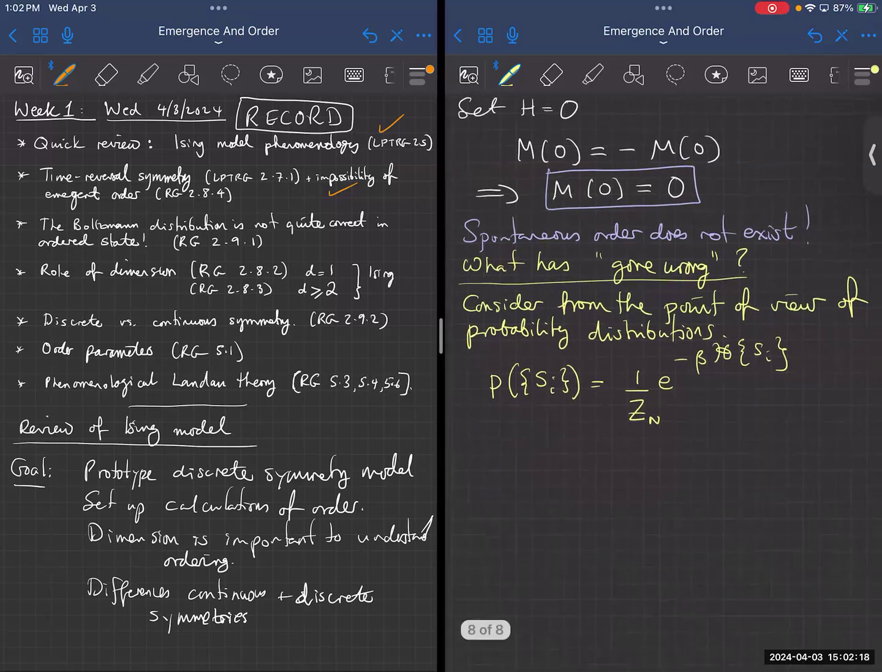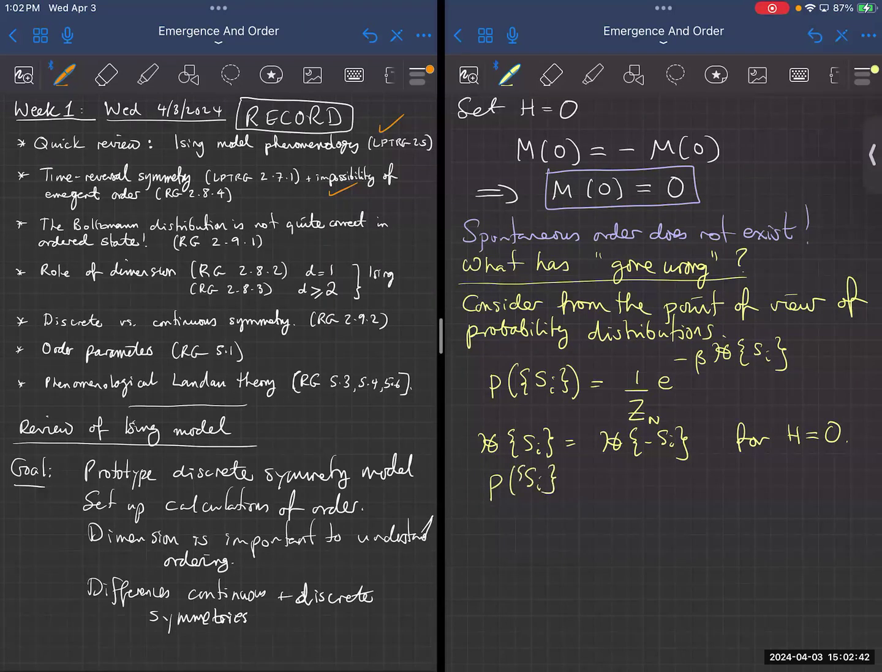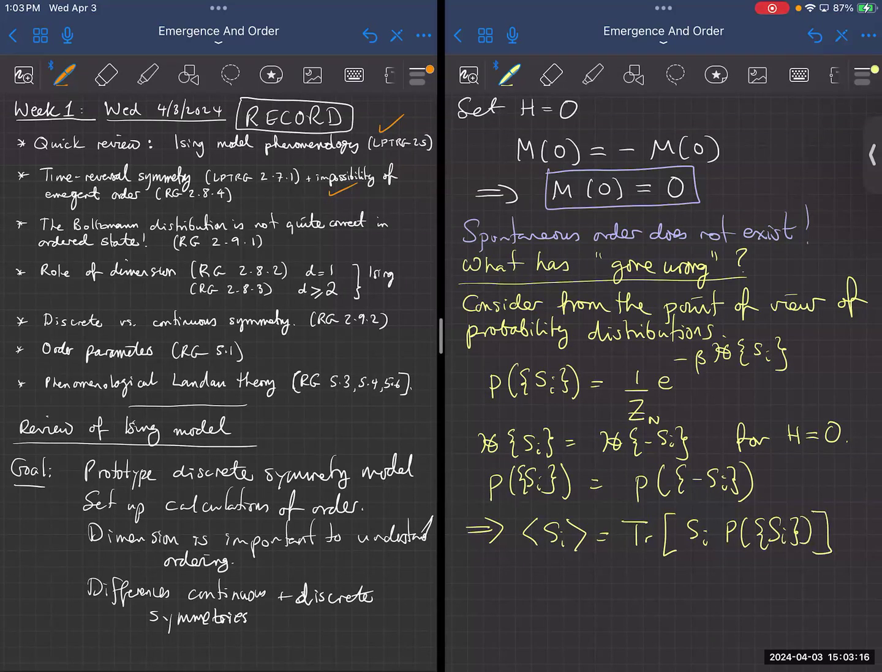So that is the probability distribution for finding a system in a given state. Now we know that the Hamiltonian, at least in zero field, is invariant. And so that means that P of S_i is also P of minus S_i. So the probability distribution is also invariant under a global flip of all the spins. And so if I compute the expectation value of any spin, that's going to be the trace of that spin times the probability distribution of the spins, and that's going to equal 0.